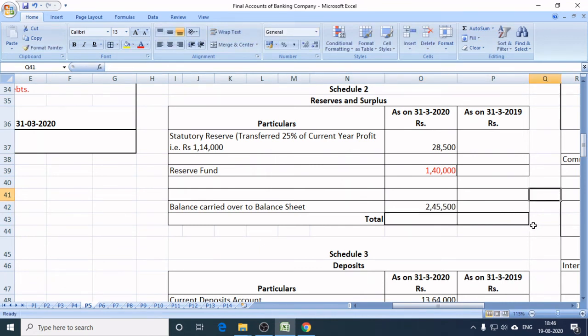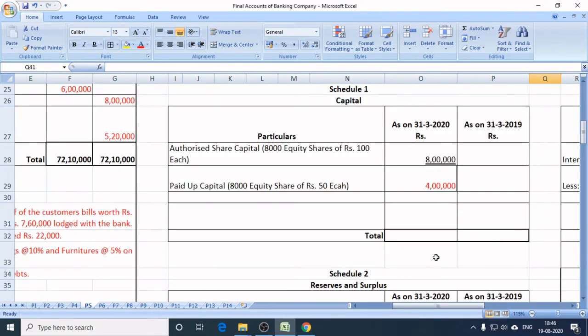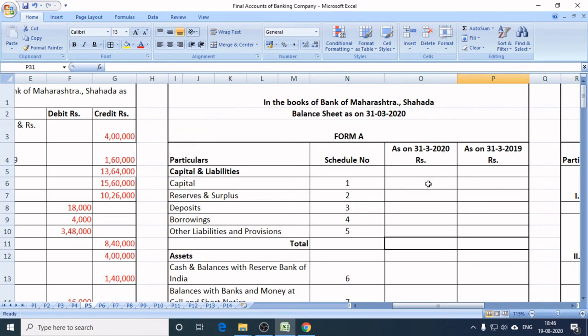Now let's close all the schedules one by one. The first is capital. So for calculation purpose, always consider the paid up capital, always ignore the authorized capital. So 4 lakh. So write the summary here of schedule number 1, that is capital 4 lakh.